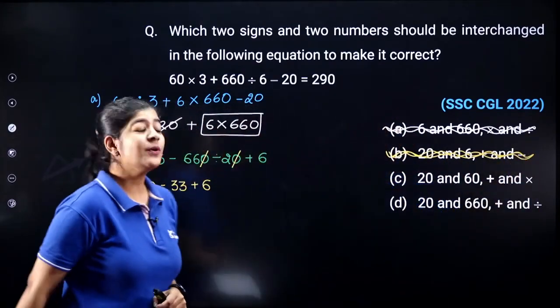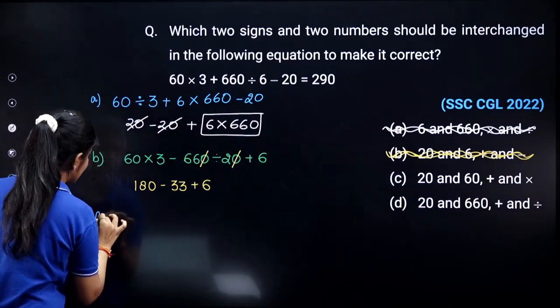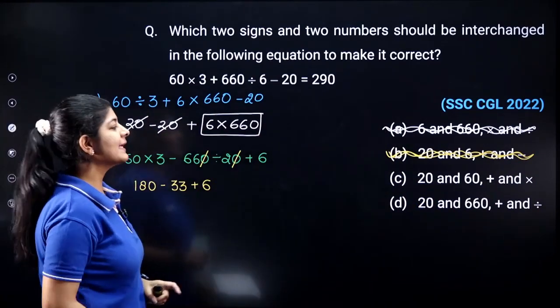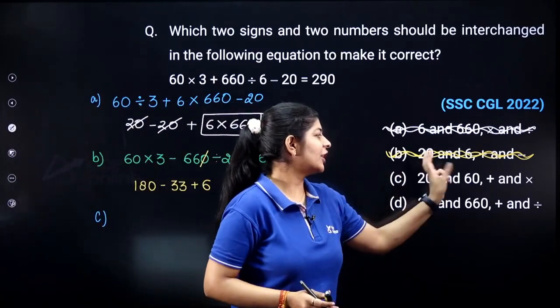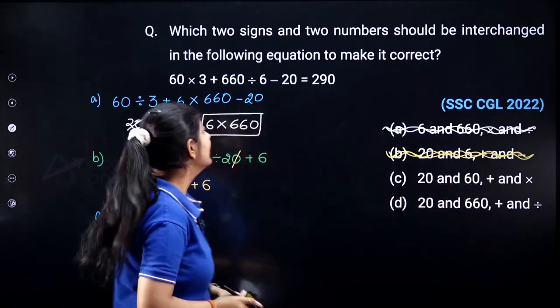This option is also eliminated. Now go with our option number C. Let's check option number C. Option number C is saying that 20 is changed or interchanged with 60 and plus is interchanged with multiplication.